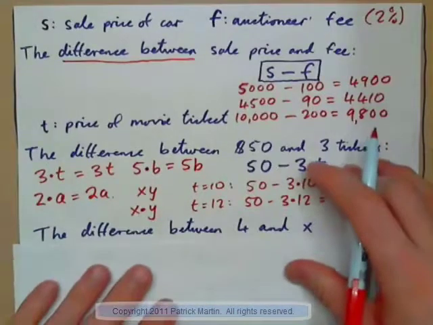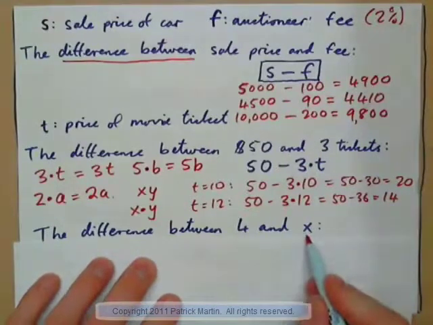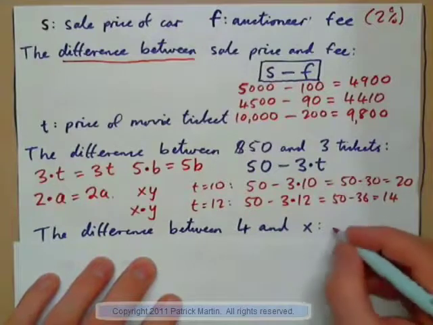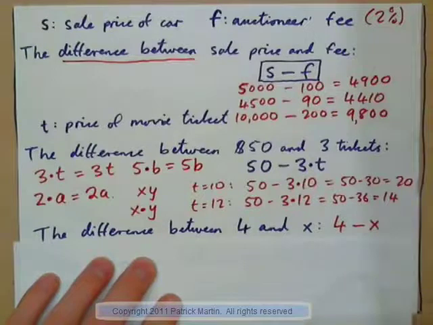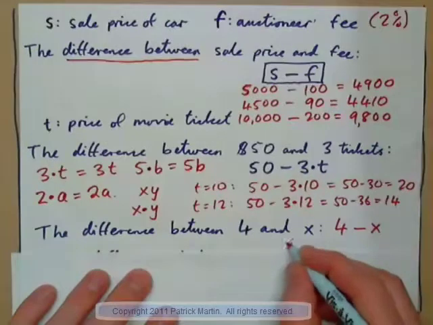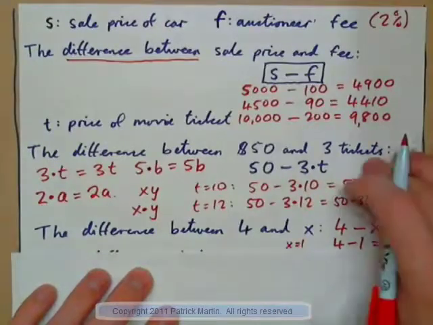The difference between 4 and X. See if you can write down what that would be, where X represents a number. It could be any number. But the difference between 4 and X. Is it 4 minus X? Right? So if X was the number 1, you would have 4 minus 1, 3, right?